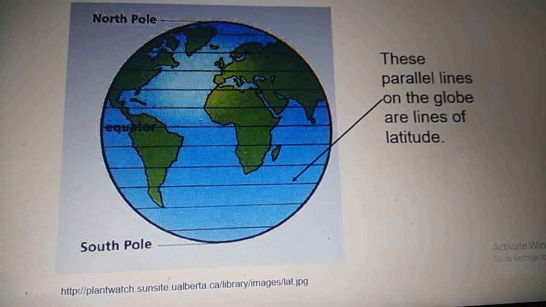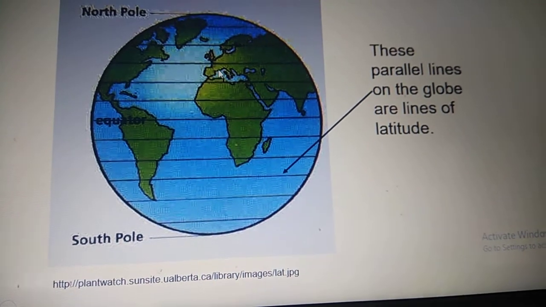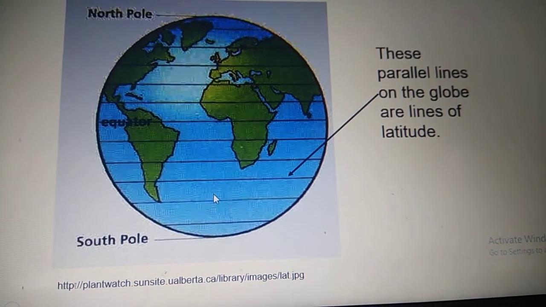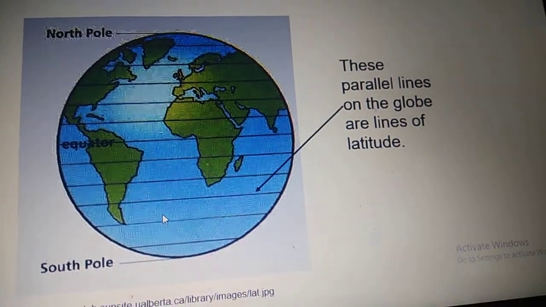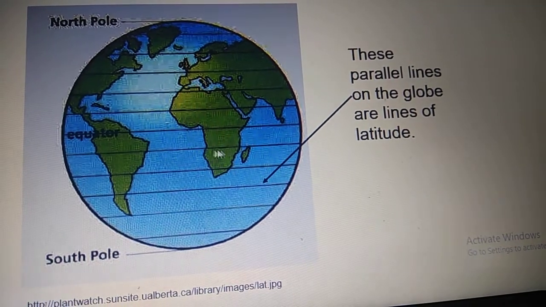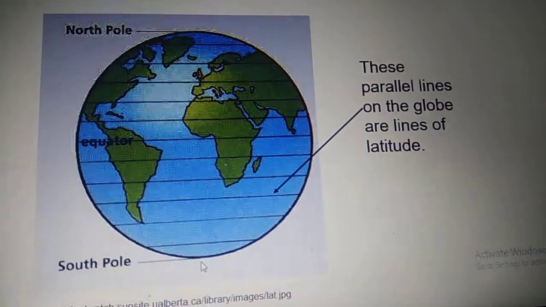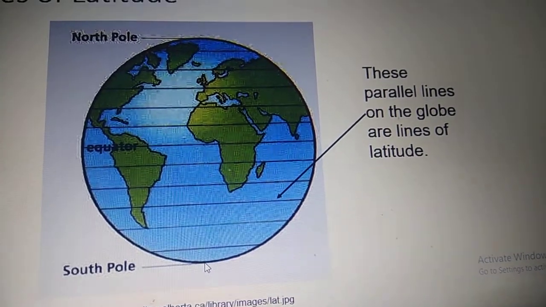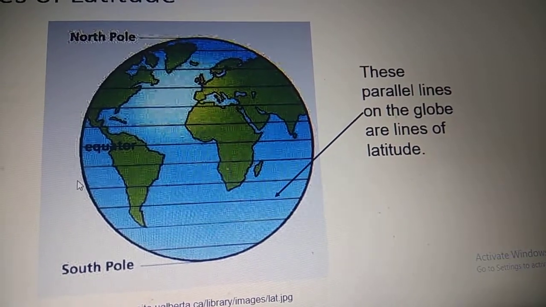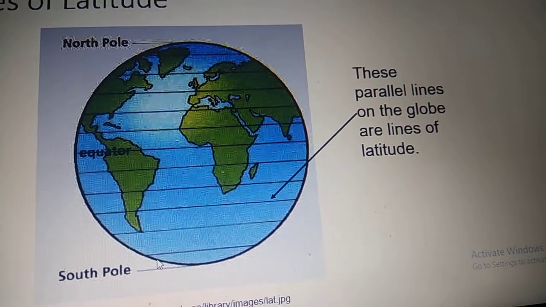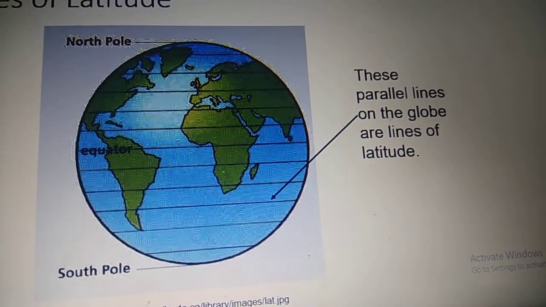Okay, and as I told you, you can see this is the biggest circle. The equator is the biggest circle dividing the earth into the northern hemisphere and southern hemisphere. So above the equator is the northern hemisphere and below the equator is the southern hemisphere. You can see the circular lines are getting shorter and shorter, and finally at the poles it is just a point. So in total there are 180 lines, 90 in the north and 90 in the south. If we add them together, 90 plus 90, there are 180 lines of latitude.